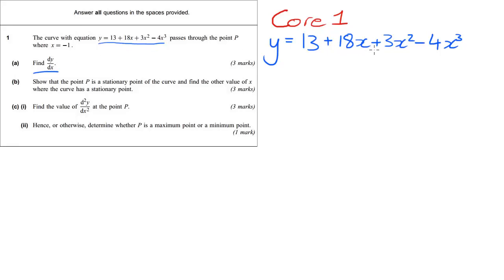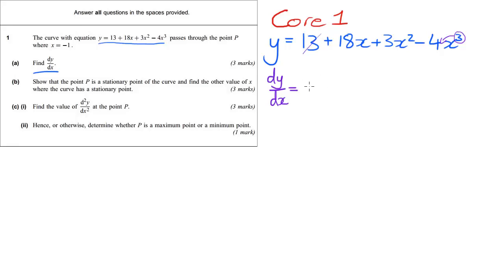So when we are differentiating, what we're going to try and do is times this power here by this number in front, and then drop that power down by 1, so take 1 away from that power. So you'll get the idea as we go along. So the y changes into dy over dx, the difference in y over the difference in x. So this 13 has a power of effectively x to the 0. So 0 times by 13 is nothing, so we effectively just get rid of that.